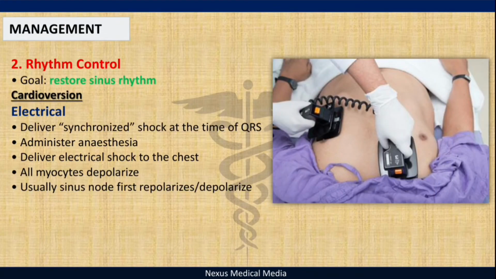Rhythm control. Next, the goal is to restore the sinus rhythm. We can use cardioversion, right? It can be electrical or medicinal, right? So electrical, it can be synchronized or unsynchronized. So in this case, if we deliver a synchronized shock, right? It's synchronized because it comes at the time of the QRS complex. To do this, we need to administer anesthesia and deliver an electrical shock to the heart.